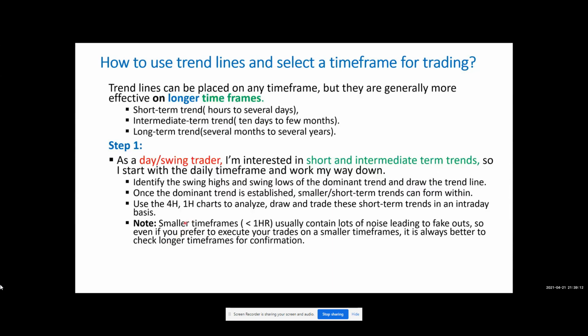All right. So I identify the swing highs and lows of the daily time frame, and I draw a trend line there, right? So once I know what the dominant trend is, then I jump to the smaller and short-term time frame trends. So I'll use the 4-hour or 1-hour chart to analyze, draw, and trade the short-term time frame on an intraday basis. Okay, so 2 steps.